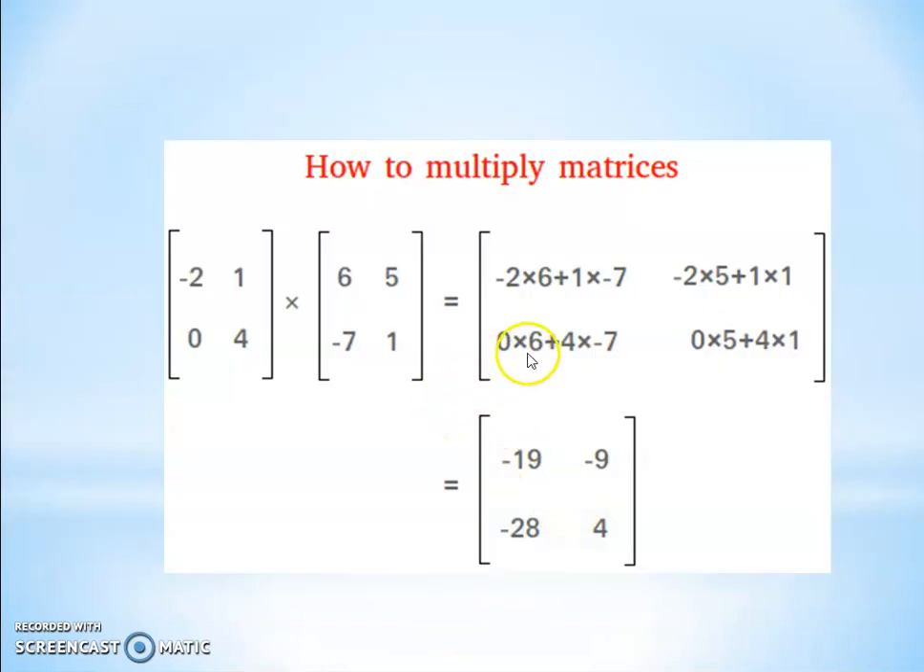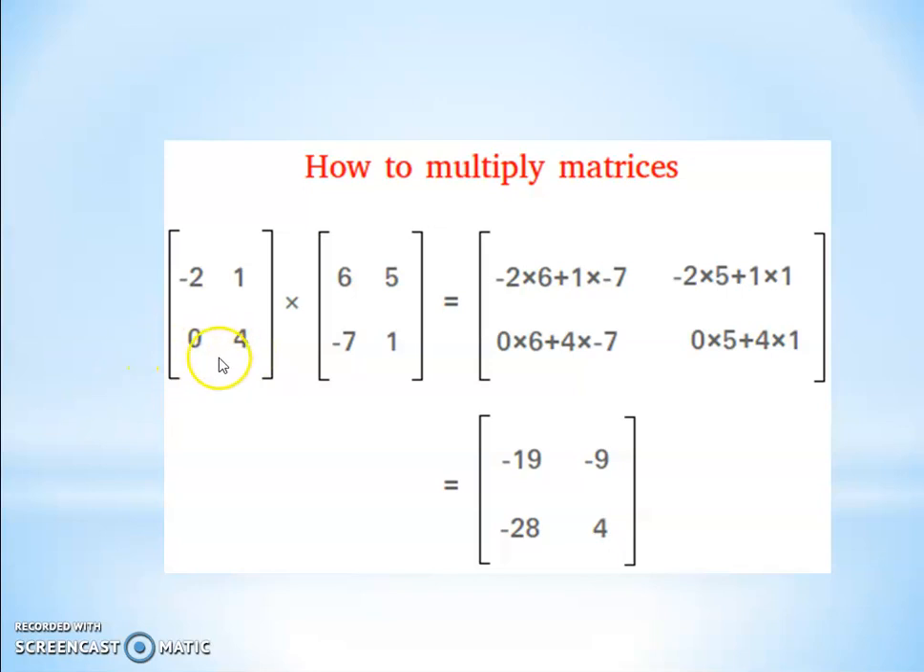Now we take another example to practice better. Minus 2, 1, 0, 4, and 6, 5, minus 7, 1. Minus 2, 1 is the first row, 0, 4 is the second row; 6, minus 7 is the first column, 5, 1 is the second column. Minus 2 into 6, plus 1 into minus 7. Minus 2 into 5, plus 1 into 1. Now we complete the first row of the two matrices multiplication.